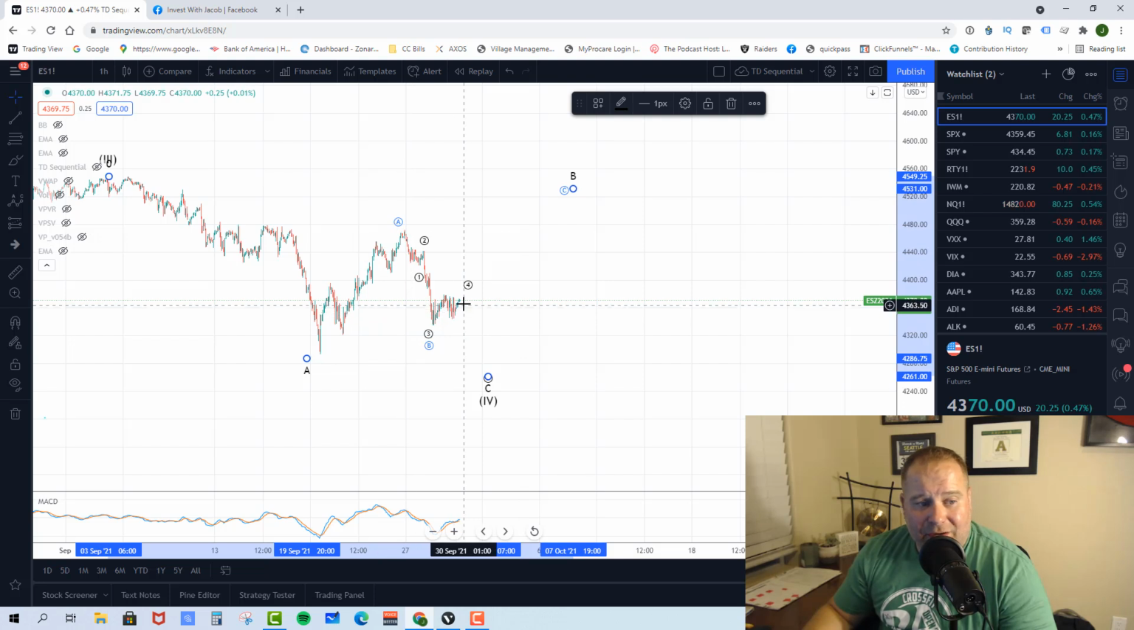If they are not able to break out of this zone right here over 44.77 and they do break down below this low, then we are looking for more of a rip your band-aid off kind of finish here down to the 42.70 level to complete wave 5 down.